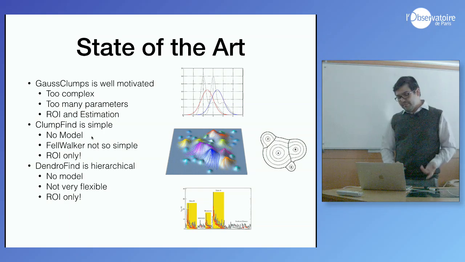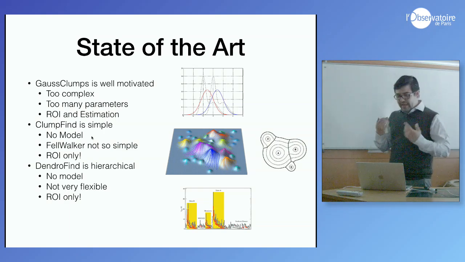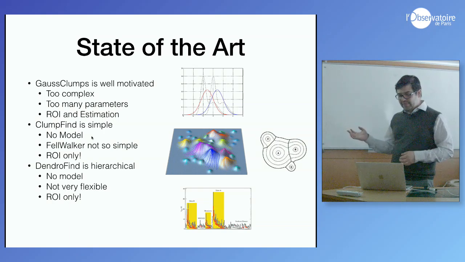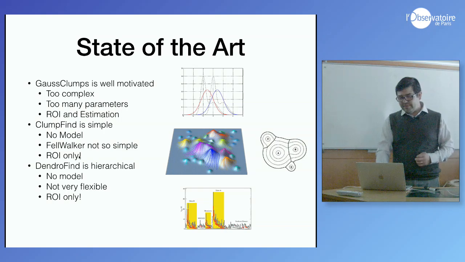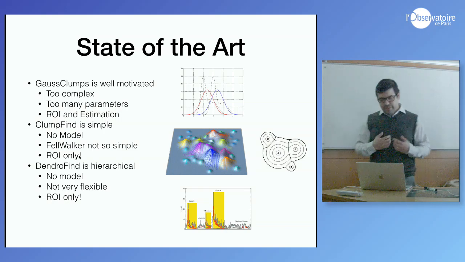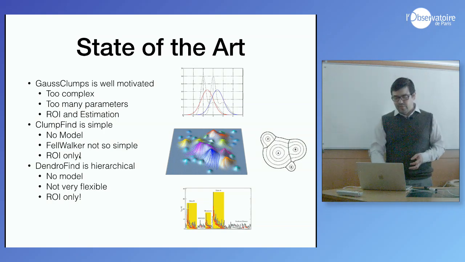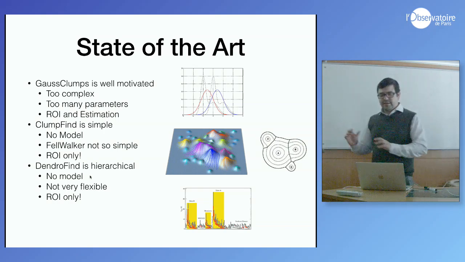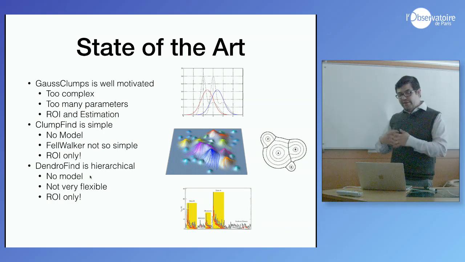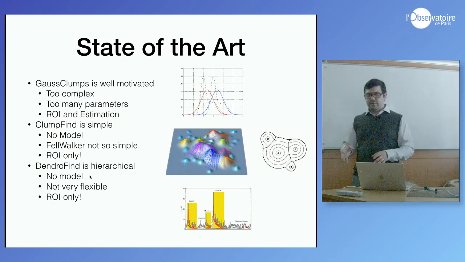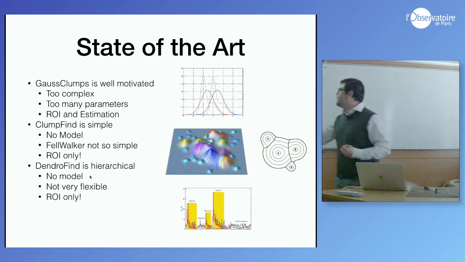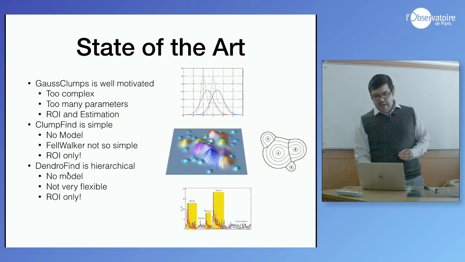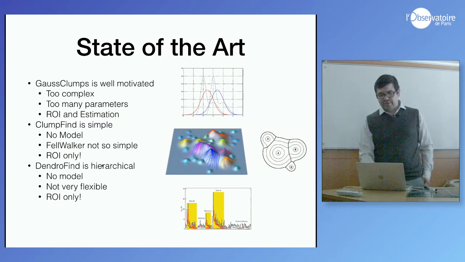ClumpFind, on the other hand, is simple, with no model behind. Feldwalker, for instance, is not as simple as ClumpFind. But the problem is that it only selects the region of interest, then you have to check this region of interest if you want to estimate the flux or estimate whatever you want, the velocity or the gradient. Dendrofind is hierarchical, but again, has no model. It's not very flexible. You just put in whatever the parameters are, and it does not allow you to make different use cases for this. And also does not allow you to get estimation.